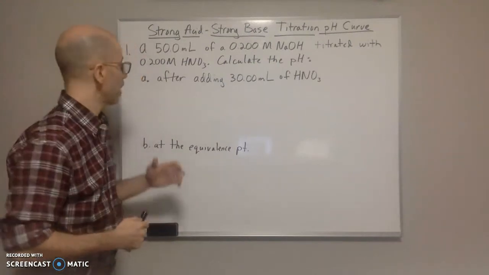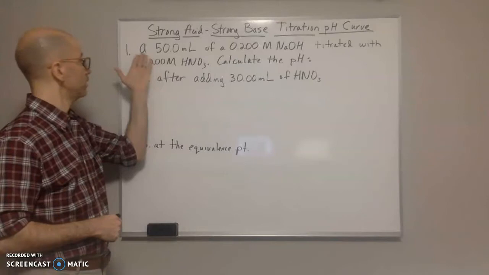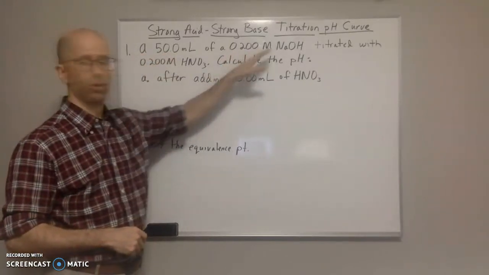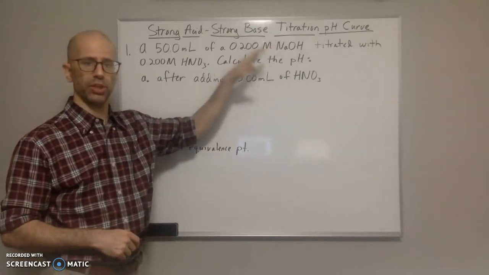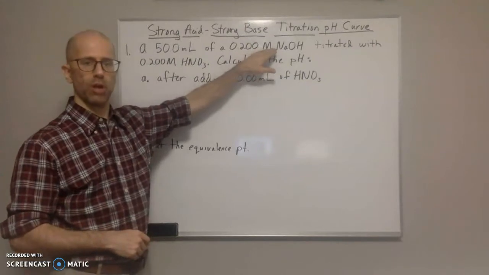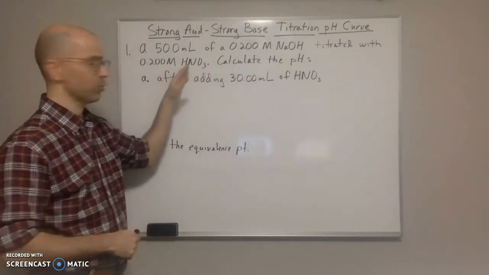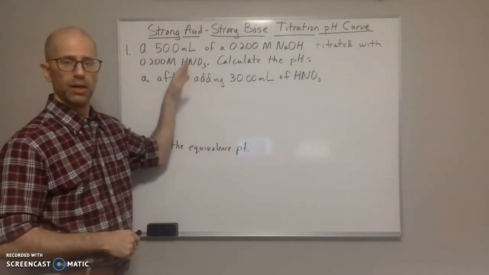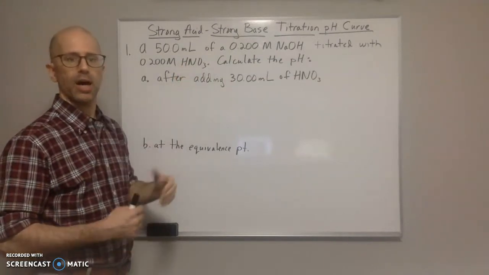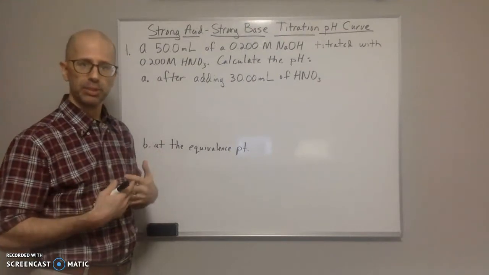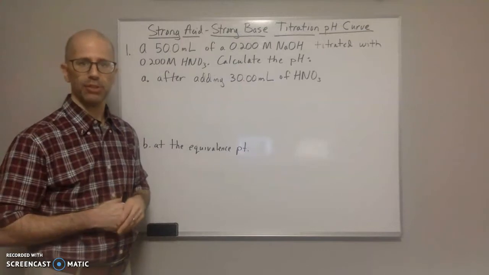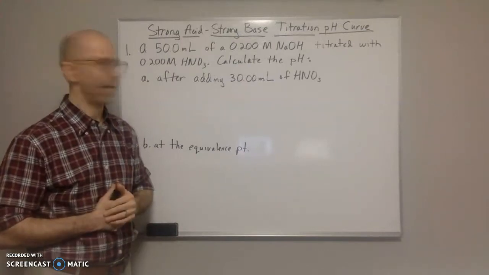And so in this problem here, you're given a 50 milliliter sample of a 0.200 molar NaOH solution, and you're going to titrate that with a strong acid. So NaOH is a strong base. You're going to titrate it with nitric acid, which is a strong acid. When they react together, they're going to react completely. And so we'll be able to calculate the pH after adding some of that acid.